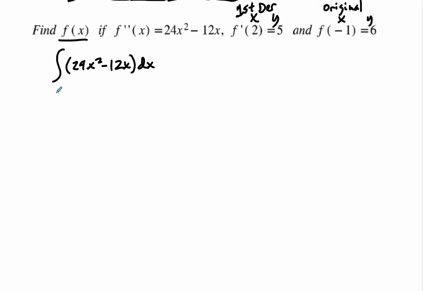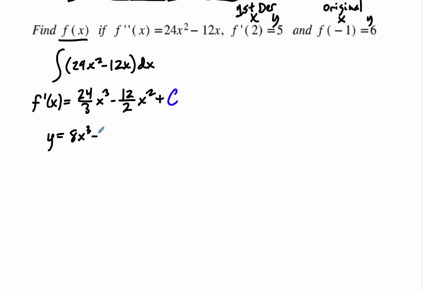So we're going to have f prime of x equal to 24 divided by 3 x cubed minus 12 over 2 x squared. Well, sorry, this is x cubed right here, so that's why we're dividing by 3, and then negative 12 over 2x squared. And that's plus c that we're going to find here. Okay, so let's rewrite this so we can input our x and y. We're going to have y equals 8x cubed minus 6x squared plus c.